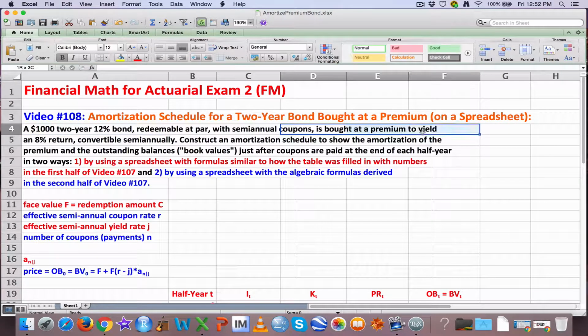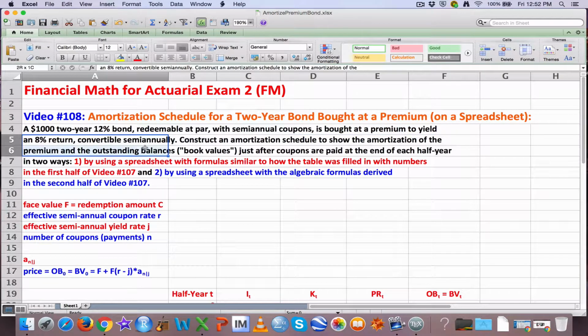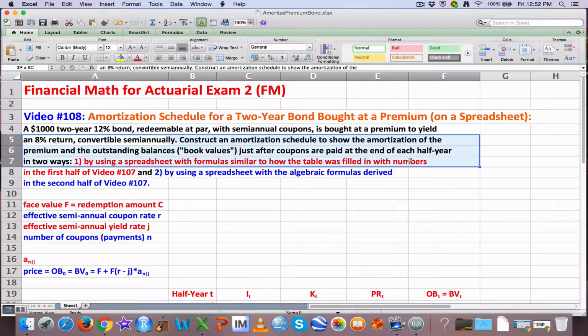This is bought at a premium. You're paying more at time zero than the face value or redemption amount. You're going to pay more than $1,000 for this thing because the semi-annual yield rate of half of 8%, which is 4%, is less than the semi-annual coupon rate. Whenever that happens, you'll be buying the bond at a premium, at least if it's redeemable at par. So we're going to construct an amortization schedule for this.